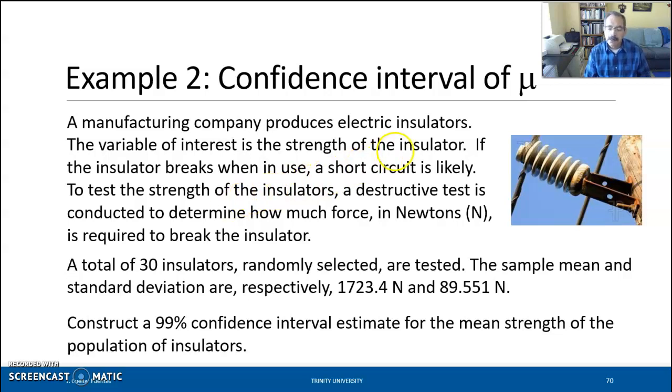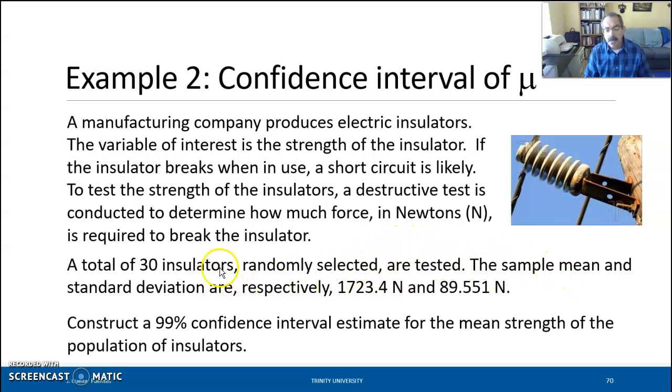And they test the strength of these insulators through a destructive test where they compress them and twist them to see how much force it takes to break them. And that force is measured in newtons. So in this example, 30 insulators were randomly selected and tested.